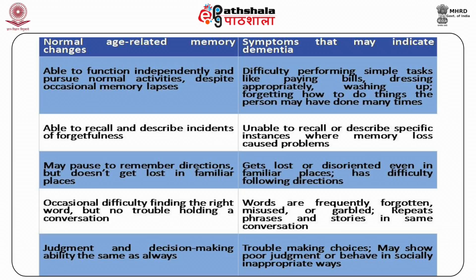In normal memory problems, judgment and decision-making ability is the same as always. However, in dementia there is trouble making choices. The individual may show poor judgment or behave in socially inappropriate ways.